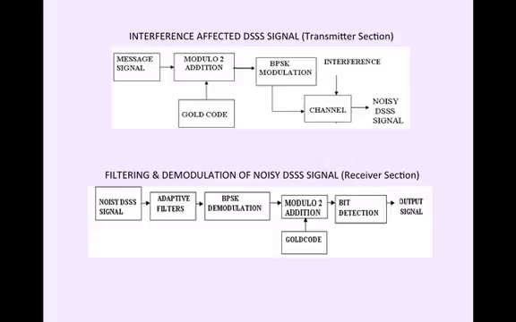A channel is usually open to a lot of interference, and we usually receive a noisy direct sequence spread spectrum signal. So at the receiver end, the noisy direct sequence spread spectrum signal is passed through the adaptive filters, which clear out the interference, and then it is demodulated using binary phase shift keying. Then we despread it using the same gold code sequence as we used in the transmitter section, and then the bits are detected to give you the output signal.